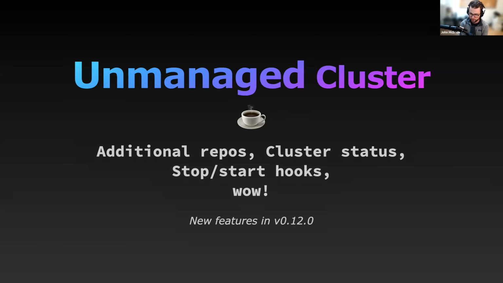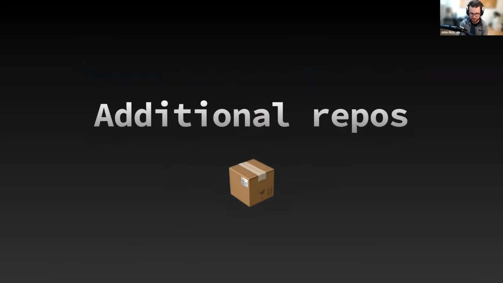So we're going to talk about additional repos. We're going to talk about cluster statuses and the start, stop, lifecycle hooks for clusters. So these are new features coming in 0.12 for unmanaged clusters. And first, we're going to talk about additional repos.